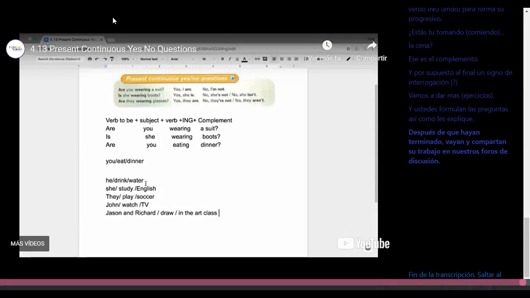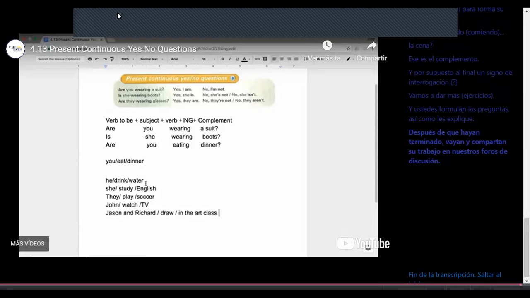Yes, he is drinking water. Yes, he is. Podemos decirlo todo. Yes, he is drinking water. No necesariamente, como ustedes deseen, ¿verdad? Dar la respuesta corta o dar la respuesta completa. Yes, he is. Or yes, he is drinking water.